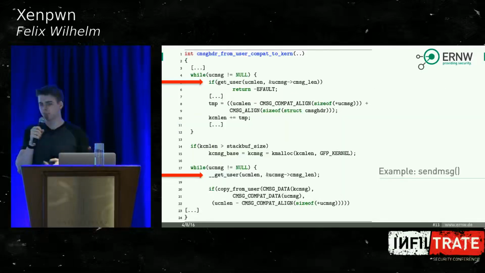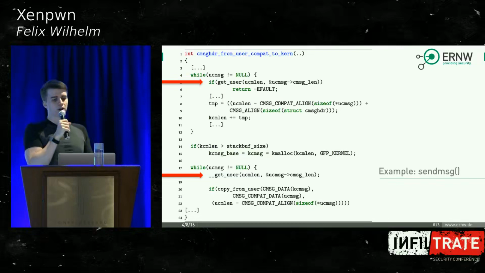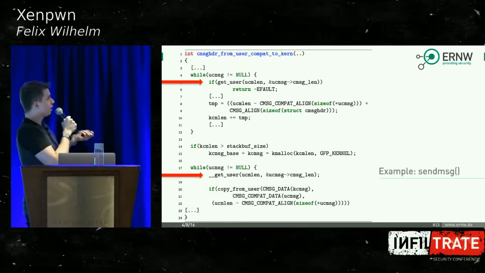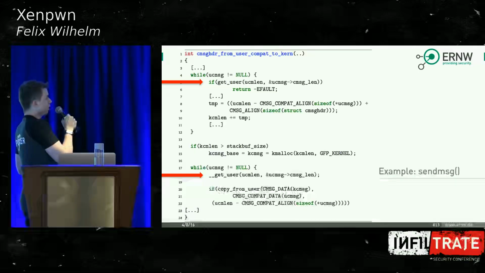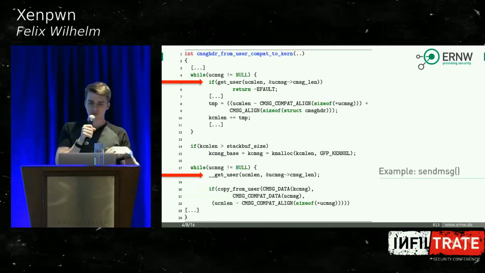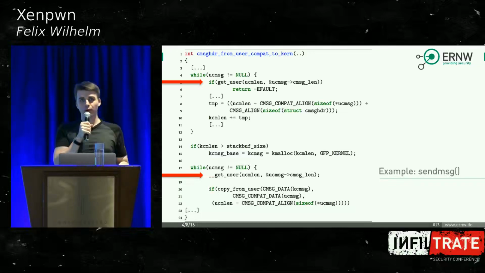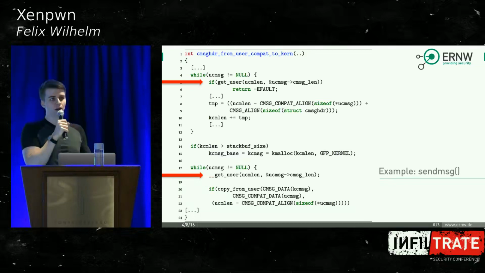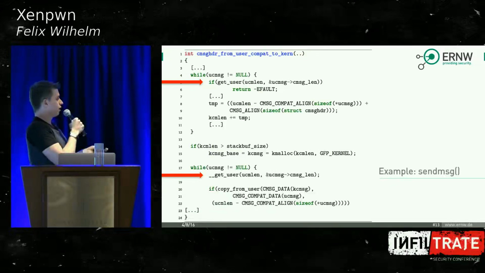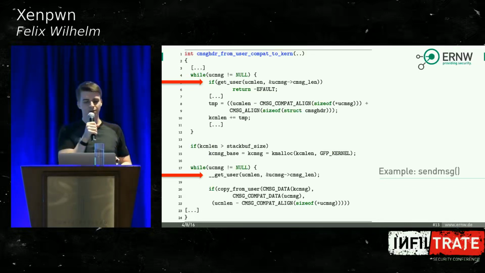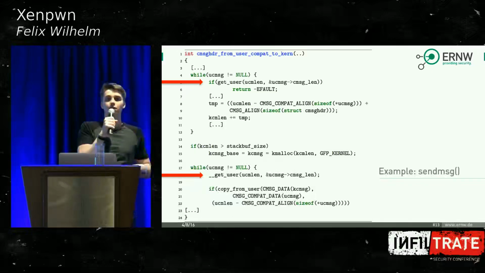So this is the simplified code of how the sendmsg bug worked. This is code you can reach when you do the sendmsg syscall, and you can see in line 5, the first line, you have this get_user call, which copies a value from user space into the ucmlen integer variable. And this variable is then used to calculate a memory allocation size. And later on, you have a second call to get_user, where ucmlen is again copied from user space and is then used as a size argument of a copy operation.